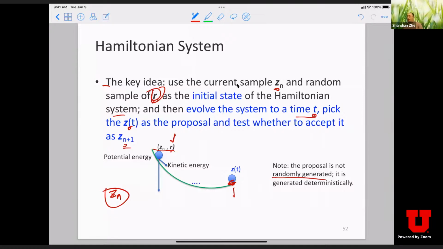It means that as long as your R is able to reach any point in the sample space, meaning that any point in the sample space has non-zero probability in your distribution of R, and then under mild conditions that your evolution to generate Z_T proposals is ergodic as well, meaning that they are able to cover every point in the sample space. So here's something a little bit different: it is generated deterministically, so randomness is brought by R. Any other questions?